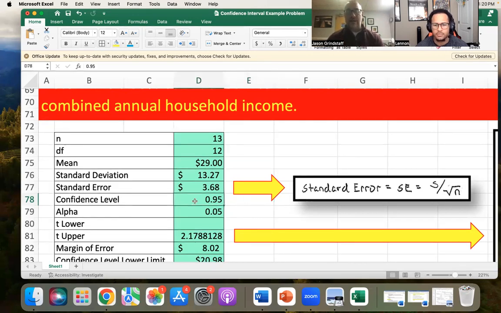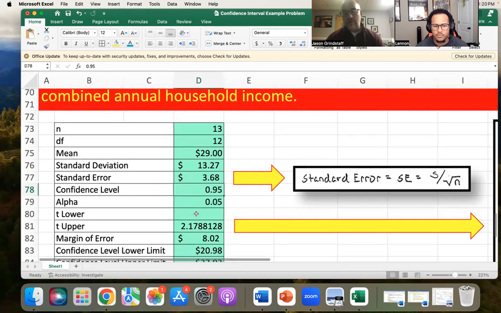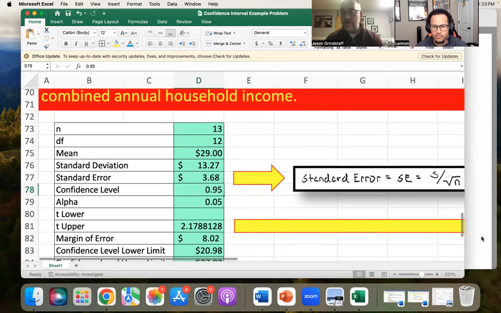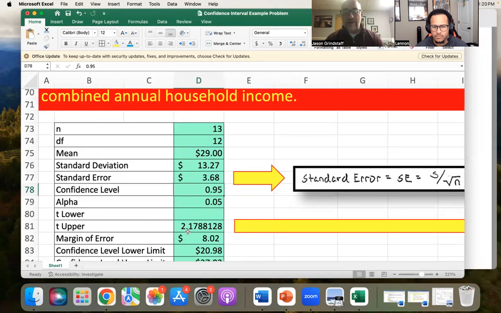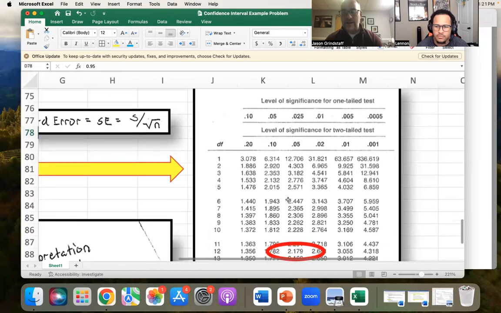So in this case, we had a confidence level of 0.95. And so what's the alpha? 0.05. There's actually two numbers that we need in order to figure out on this critical values of T. How is Excel calculating this 2.179? It's using our alpha level, 0.05, and our degrees of freedom. Okay. So I'm going to show you how to get there.